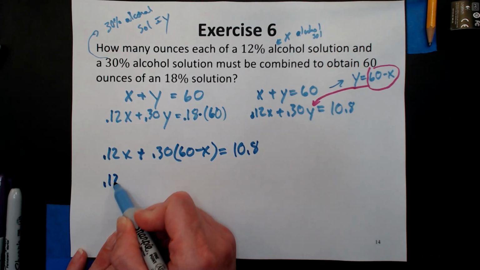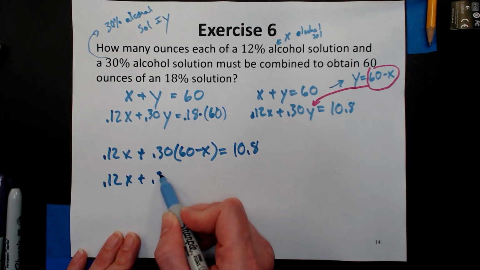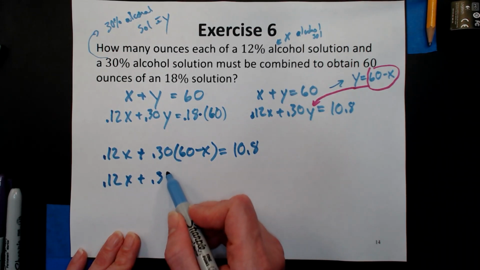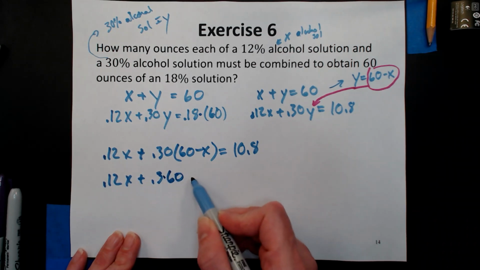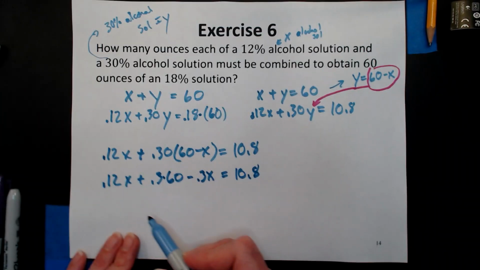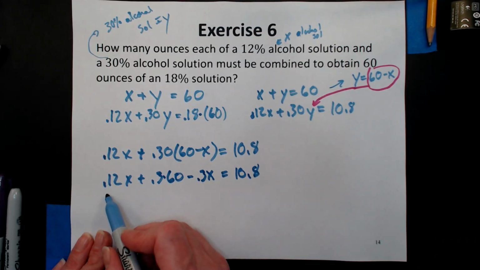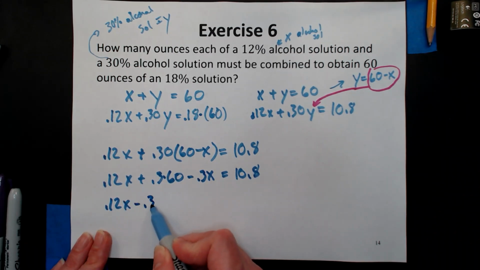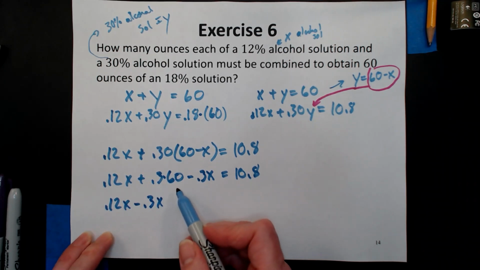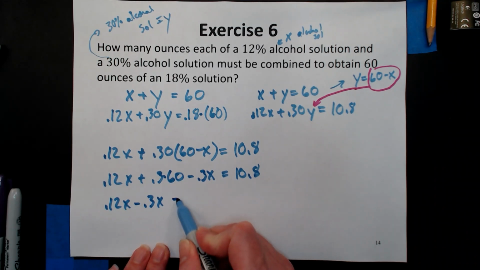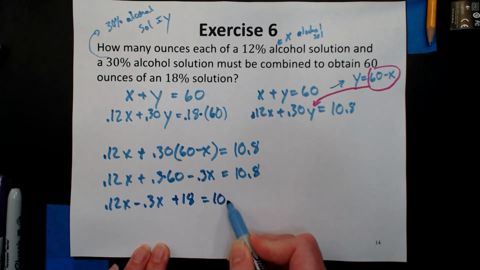So I'm going to get 0.12x plus 0.3, and I can drop that 0. I don't need to say 0.30. And I'm going to say 0.3 times 60 minus 0.3 times x equals 10.8. And so I'm going to have 0.12x minus 0.3x, and then 0.3 times 60 is going to be 18. It's going to be 10.8 over here still.